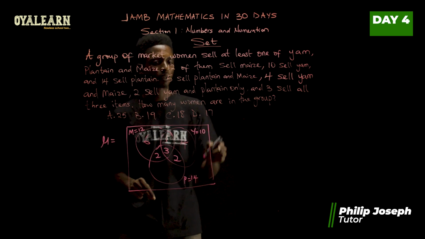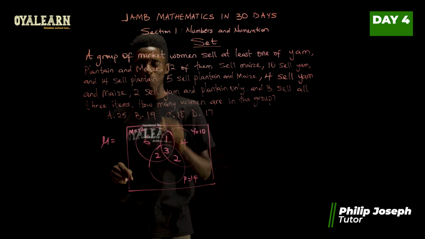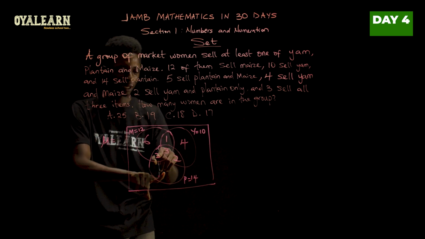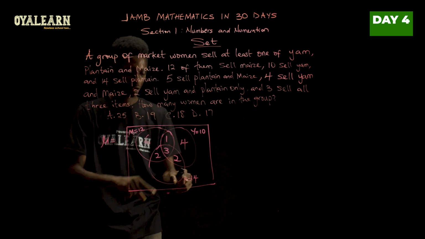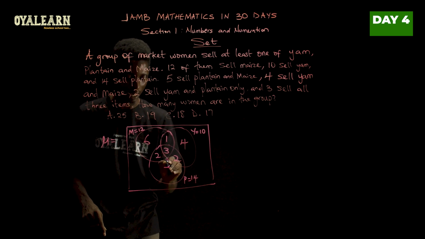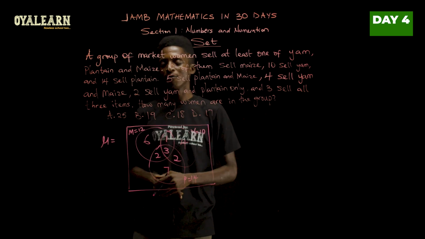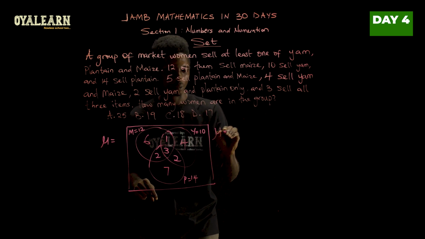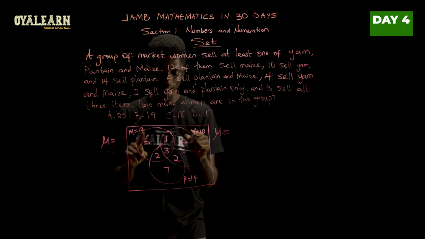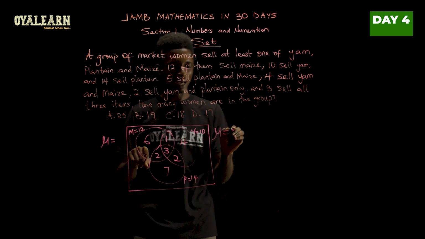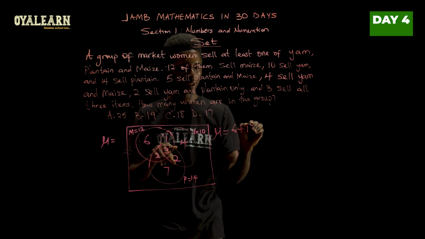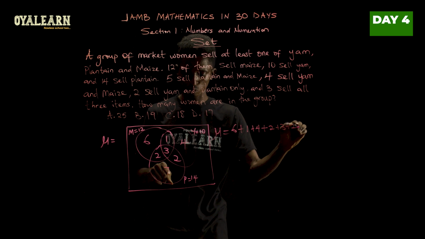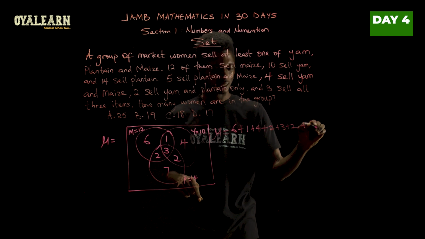Now for plantain, we're told that 14 sell plantain. Out of that 14, we already have 2 here, 3 here, and 2 here, which when we add together, we get 7. So 14 minus 7, and we have 7. So this is the complete Venn diagram. Now, let's find the universal set. That will be the addition of all the numbers within all the circles that we have here. So we'll be having 6 plus 1 plus 4 plus 2 plus 3 plus 2 plus 7.